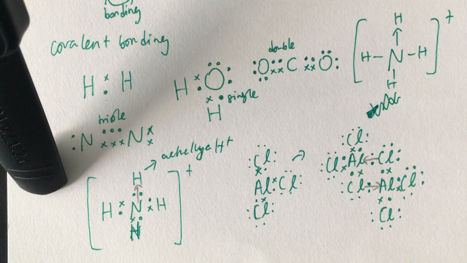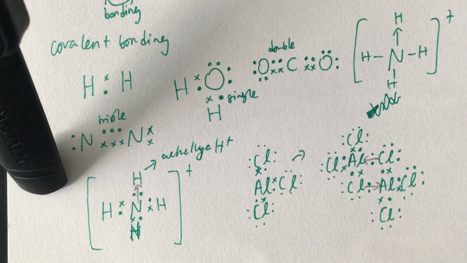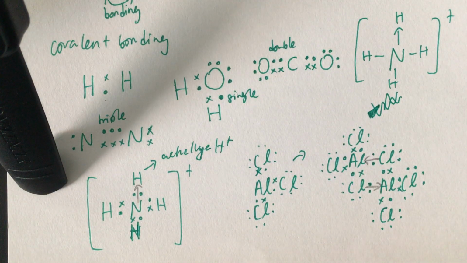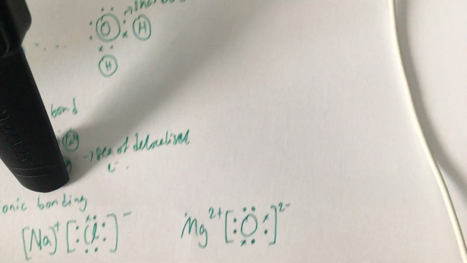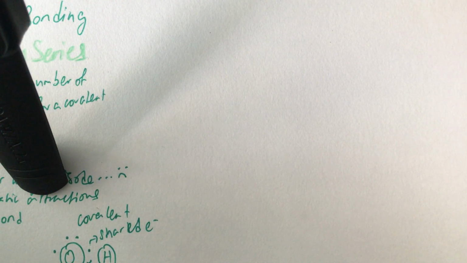So the next learning outcome is describing covalent bonding in terms of orbital overlap. In A level you're only looking at s and p orbitals, so we're going to look at sigma and pi bonds.